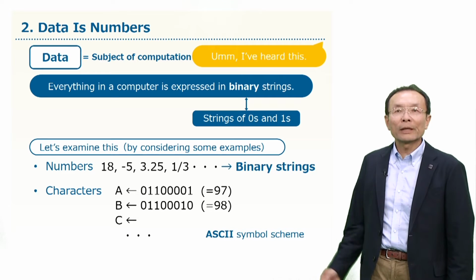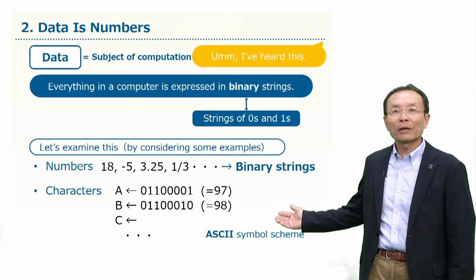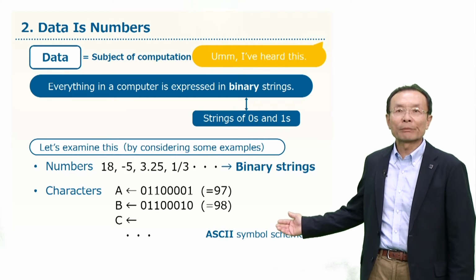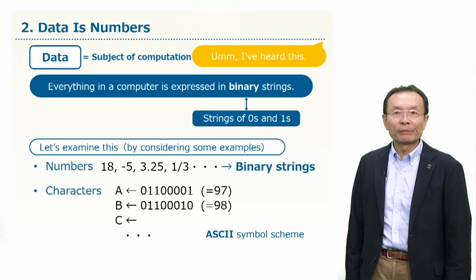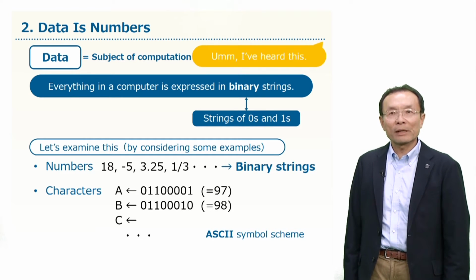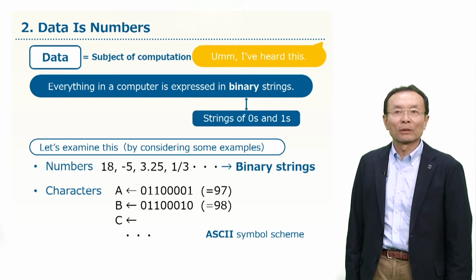For example, when expressing characters using the coding scheme ASCII, the lowercase letters a, b, and c are respectively expressed as binary strings in this way. Viewing these binary strings as binary representations of numbers, a corresponds to 97 and b to 98, and so on. We will study this coding method later in this course.